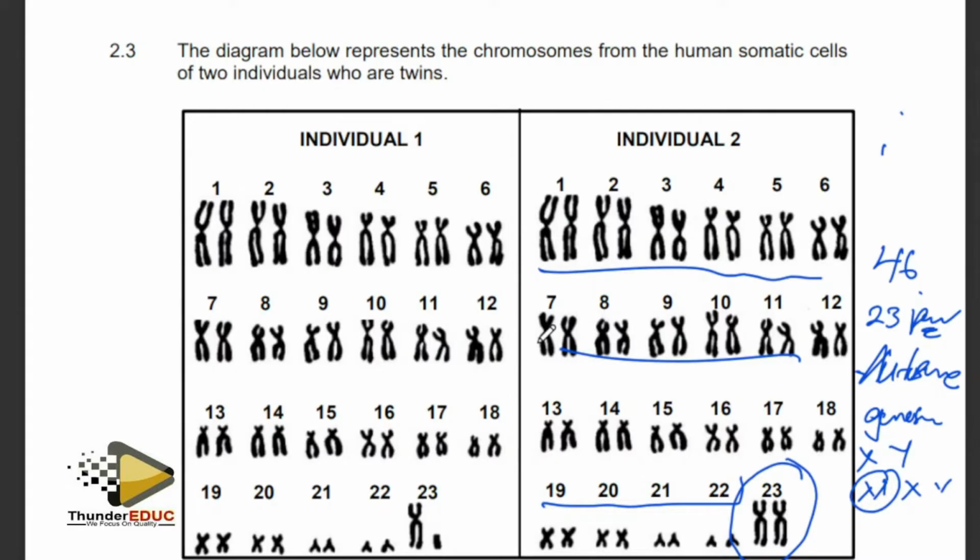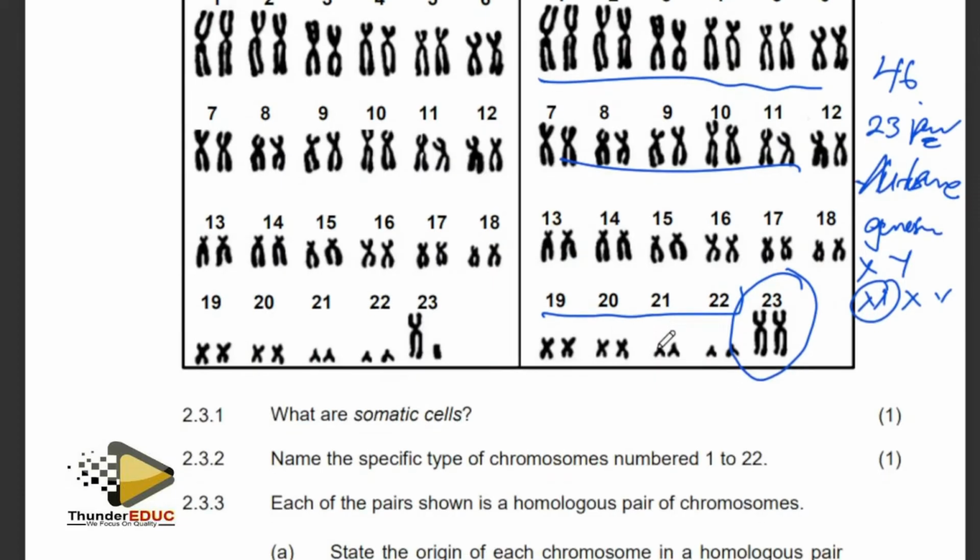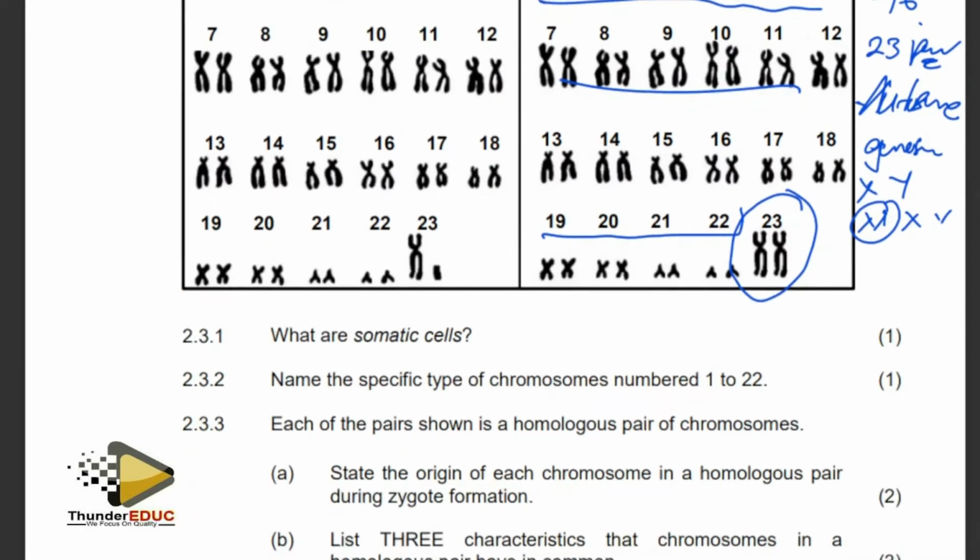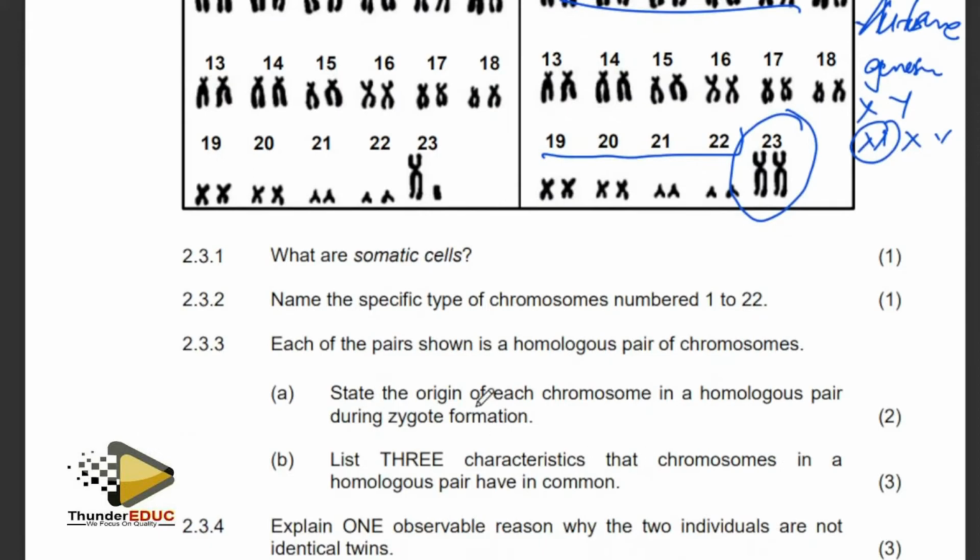Now, let's go to another question on karyotype. I was describing the 6-mark question, but they can bring a few short questions here. What are somatic cells? Somatic cells are body cells. Name the specific type of chromosome numbered 1 to 22. It is the autosome. Each pair shown is a homologous pair of chromosomes. State the origin of each pair of chromosomes.